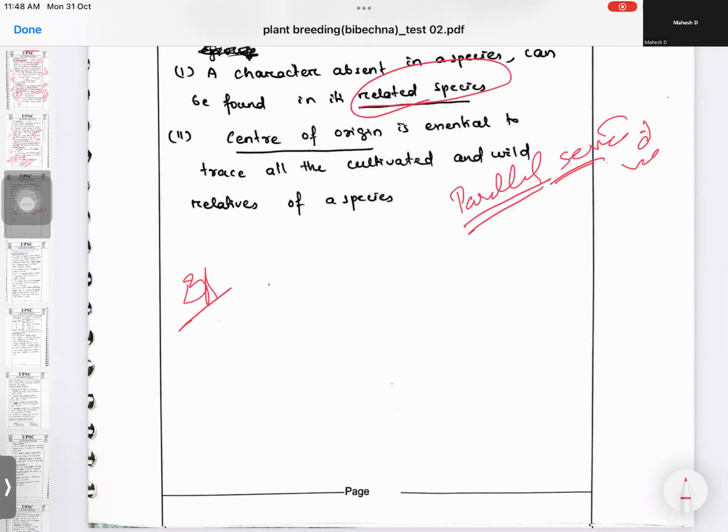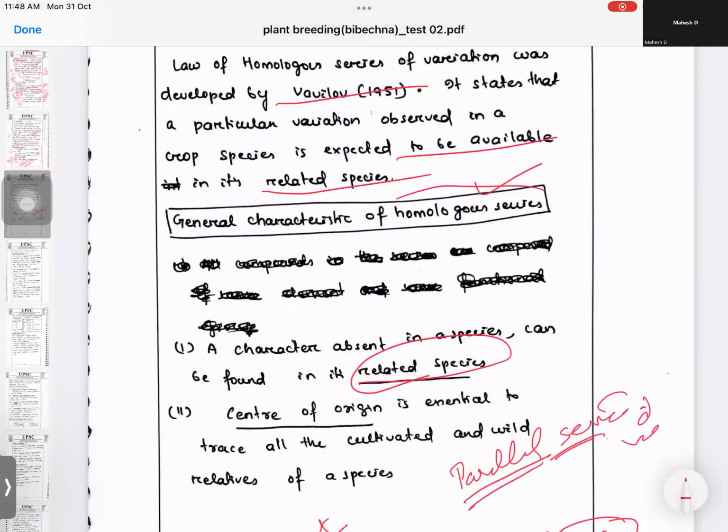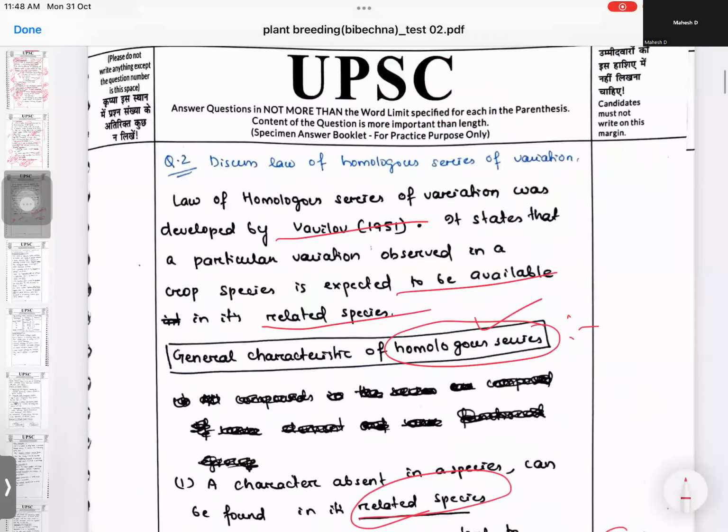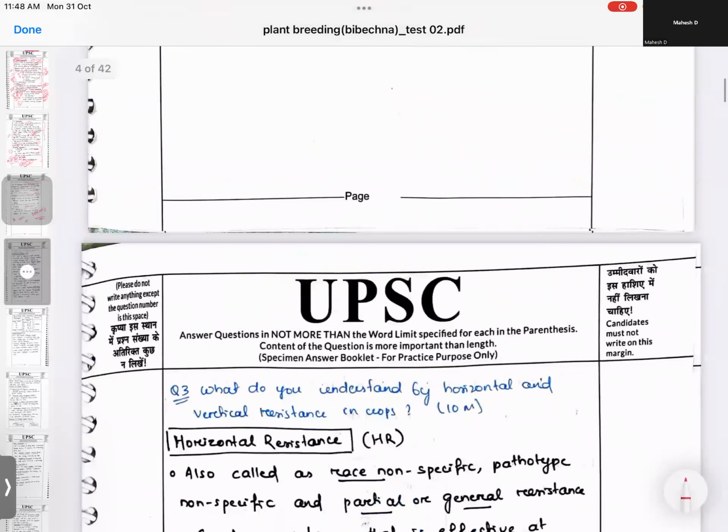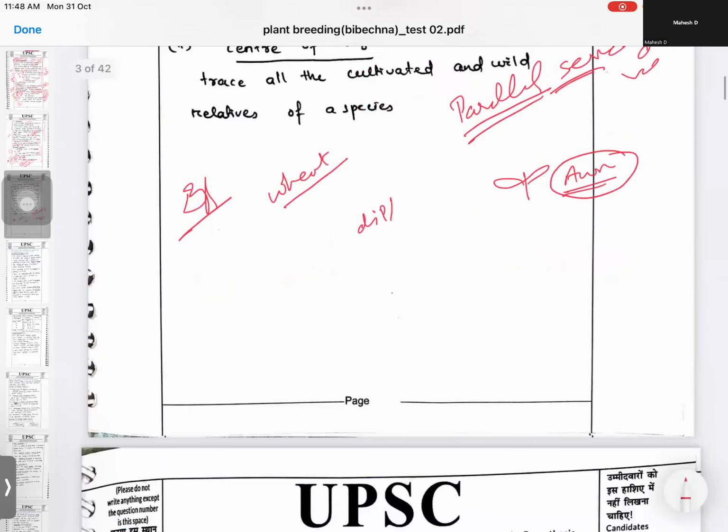Then you should give some examples. You can give the example of wheat, how we have diploid, tetraploid and hexaploid wheat, and how the size is different, by which we can know about the evolutionary advantage. All these things we should have discussed about the homologous series of variation. This whole thing we will discuss in class. These are the basic things you should have written. This is for a 10 marker.